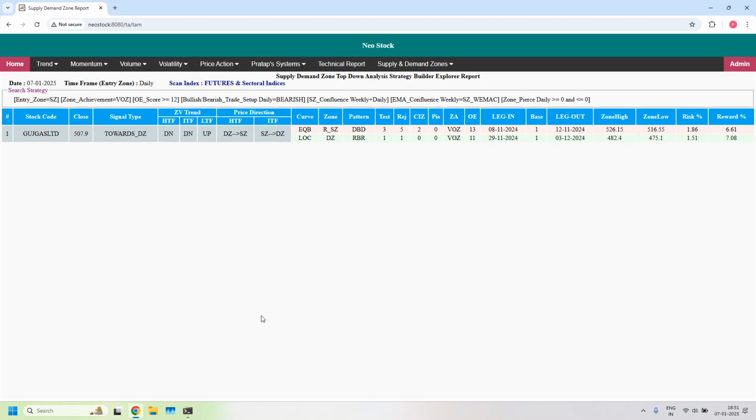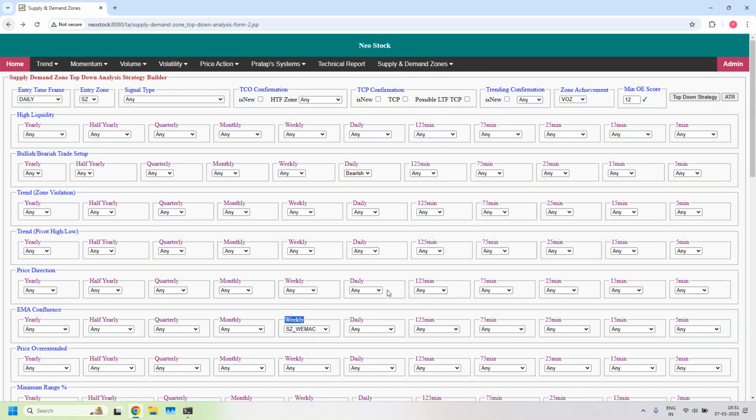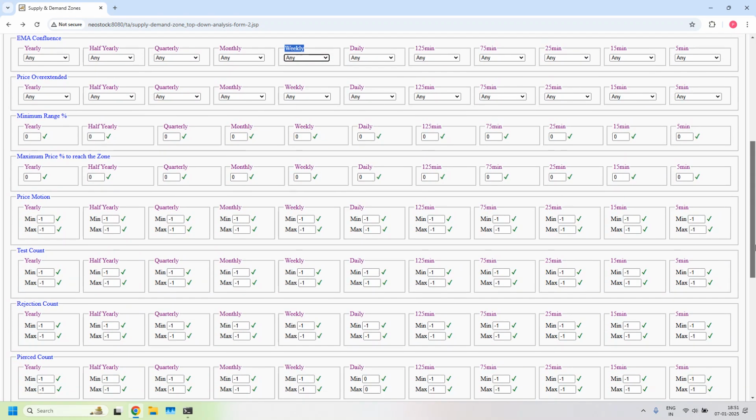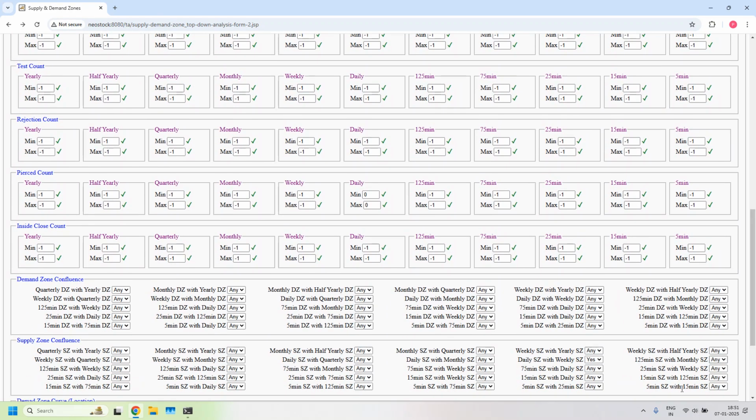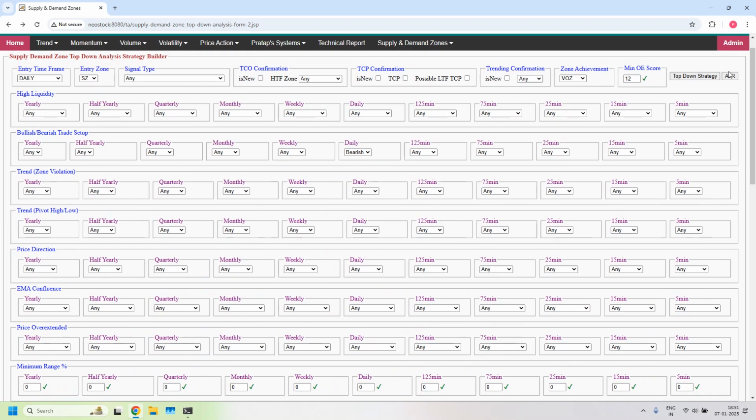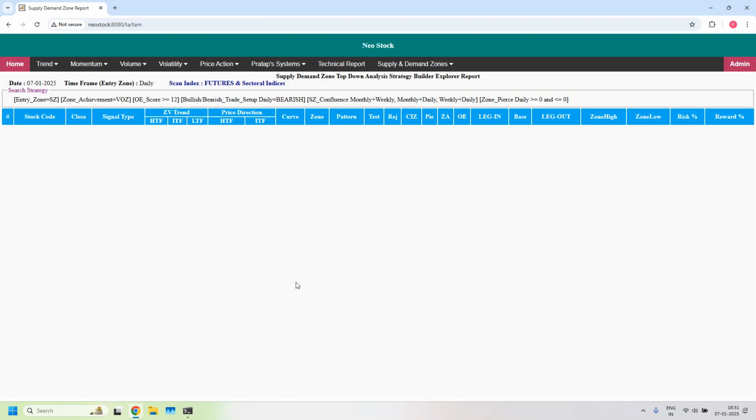Okay. Next, let us verify those 2 stocks are having LTF, ITF and HTF supply zone confluence. Removing EMA filter. In the supply zone confluence, 3 filters we have to set. First filter is already enabled. Second filter, daily with monthly supply zone confluence. Third filter, weekly with monthly supply zone confluence. With all the 3 filters, we did not get any stocks. Okay, this is about bearish trade setup for monthly income trade.